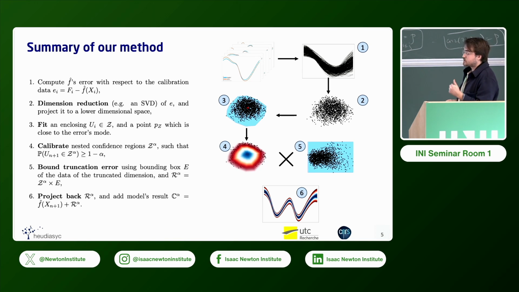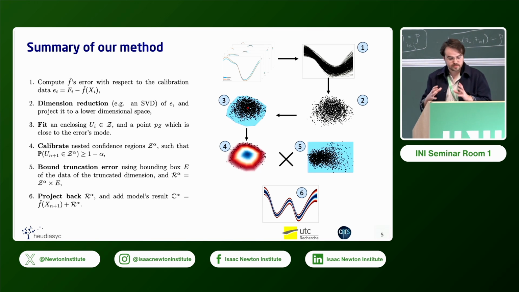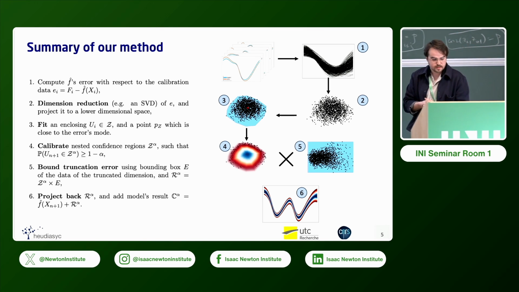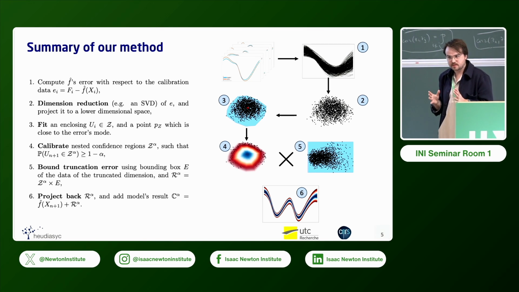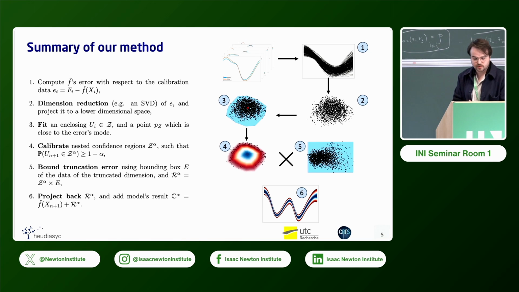Then we're going to do a dimension reduction, something like an SVD, and project it onto a lower dimensional space. So imagine you get some data set that looks like this. Then we're going to fit an enclosing set on that data. This is going to be some set which is guaranteed to include all of these calibration points. In this work, we're going to use a type of set called zonotopes for some properties I'll mention, but you could, in general, use any type of set.